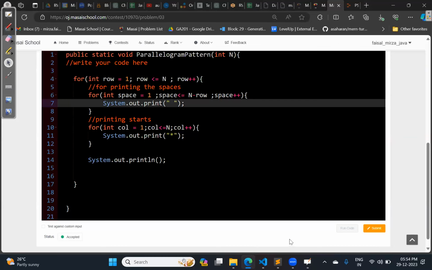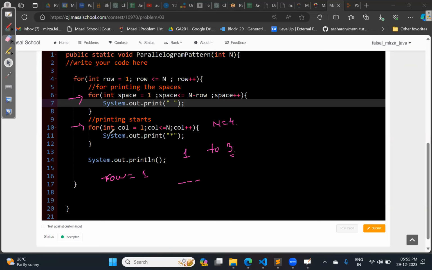Let me give you an idea for row 1. When the row value is 1, this for loop will work. From where to where does this for loop work? It will work from 1 to n minus row. What is the value of n? For example, I'm taking n as 4. 4 minus row, which is 1, so 1 to 3 only it is running, meaning you will get 3 spaces.